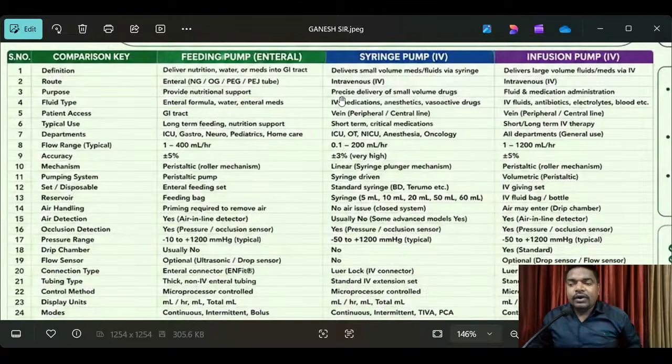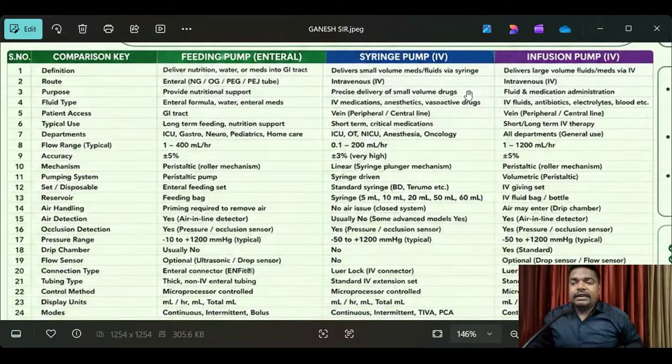Third point. Now when it comes to the third point of the syringe pump, see here, precise delivery of small volume drugs. Okay. So drugs means what? Medications. Depending on the condition of the patient, which medications are important to treat the patient to recover and cure the diseases.